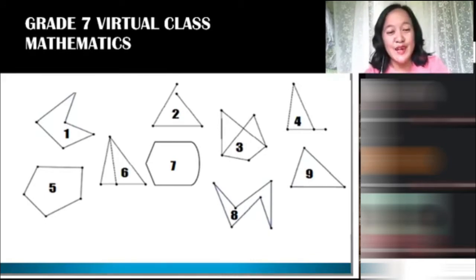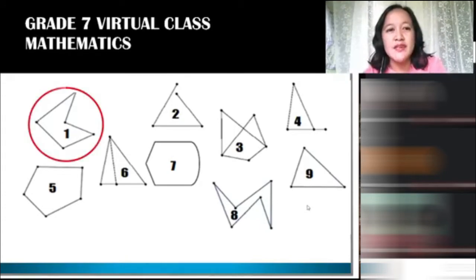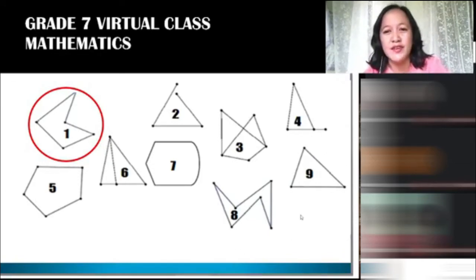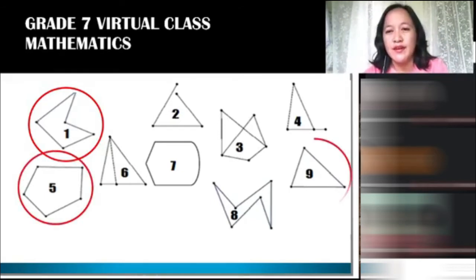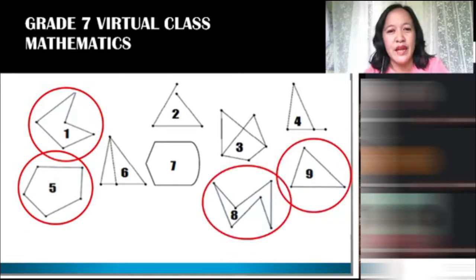Okay, my dear students, nakasagot na ba kayo? Yes po, ma'am. Okay, very good. I guess we can check now. So for our set A, the set of polygons, this includes number 1. Please check your answer whether you are correct or not. Number 5. Number 9. Ano pa kaya? Number 8. Meron pa ba?